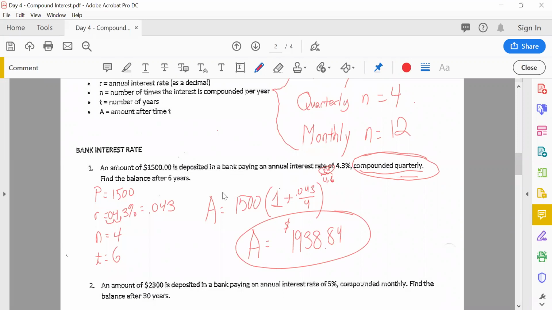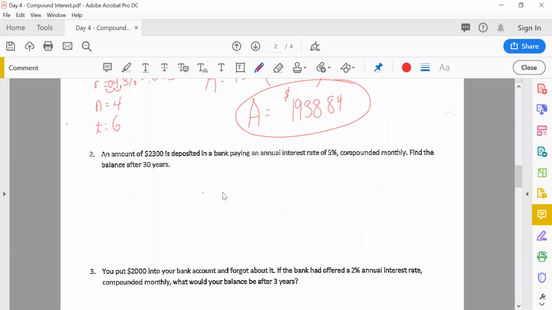Okay. I'm going to do one more problem with you because I think you're going to get the gist of this right now. An amount of $2,300 is deposited into a bank paying an annual interest rate of 5% compounded monthly. Find the balance after 30 years. So I'm going to write P equals, R equals, N equals, T equals. Principal $2,300. Interest rate 5%. As a decimal, that's 0.05. N, compounded monthly, so N equals 12. Last but not least, the balance after 30 years.